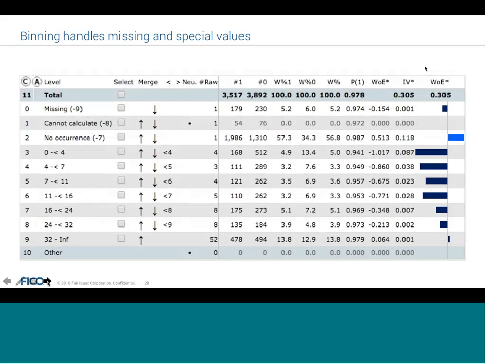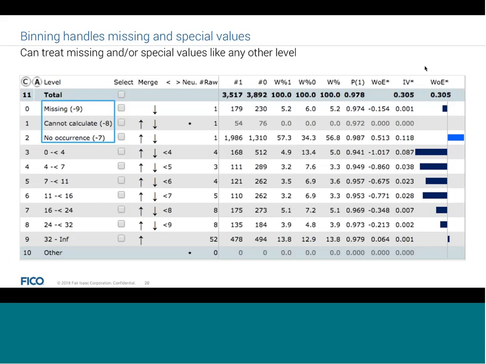Binning can also handle both missing and special values. When you're dealing with missing values, you have a couple of options in many of the modeling solutions that you may be used to working with. One of them is if I have missing data, I need to just exclude the record. The other is I need to place on it a very large assumption that it will be pretty analogous to an average, whatever the outcome is for my average value. So imputing this to a mean or a median.